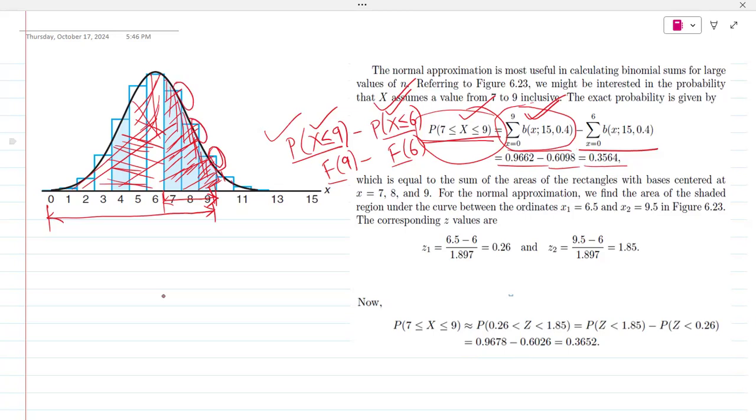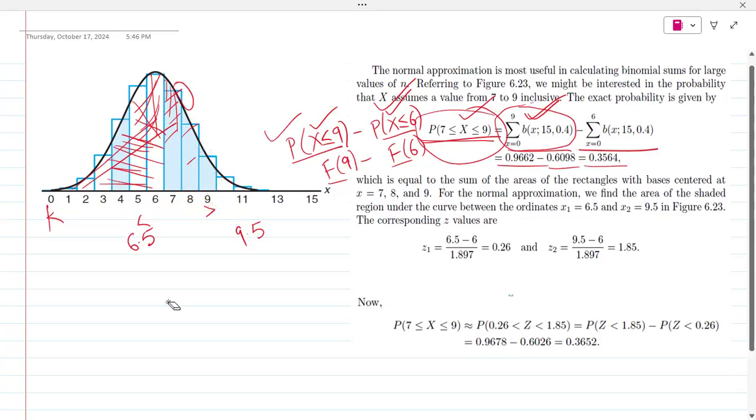So what we need is this point. You can see we need this point. What is this point? It is 6.5. And we need this point. What is that? It is 9.5. To make it clear, this point is 6.5 because this is at the mid, 7 minus 0.5. And this point is 9.5, because 9 plus 0.5. So we need these two coordinates, 6.5 and 9.5.